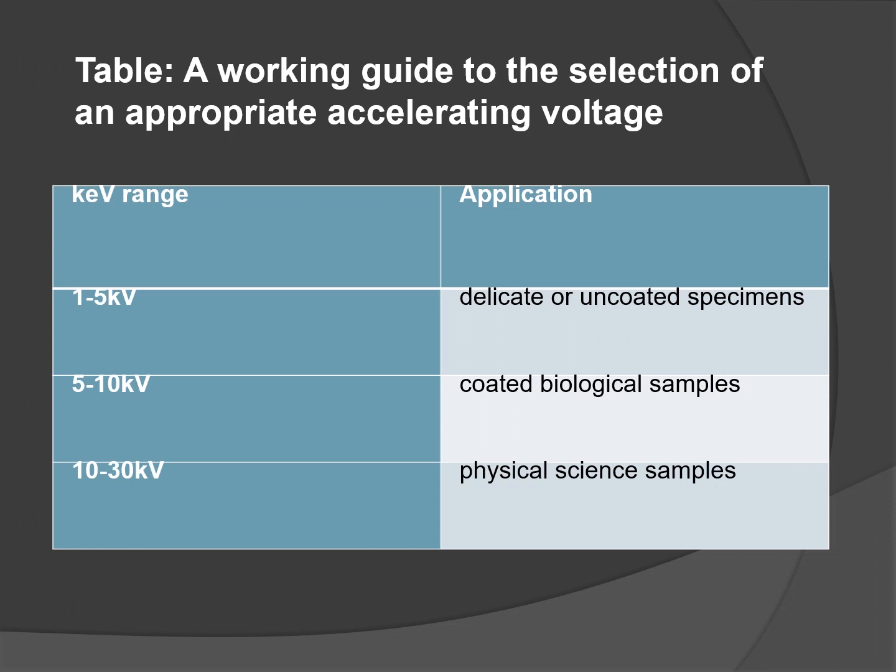If we look at our table, a working guide to selection of appropriate accelerating voltage, keV range against application: from 1 to 5 keV we use for delicate and uncoated specimens. The range from 5 to 10 keV is mainly used for coated biological samples, and 10 to 30 keV is mainly used for physical science samples.